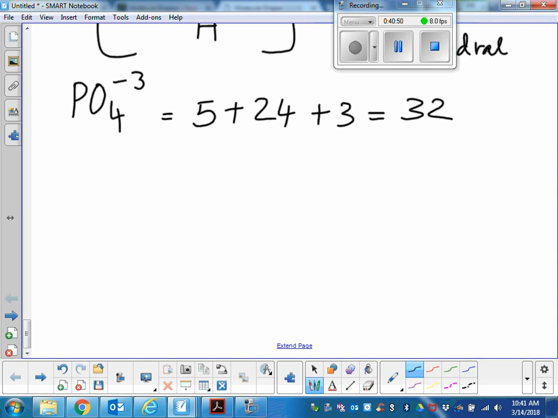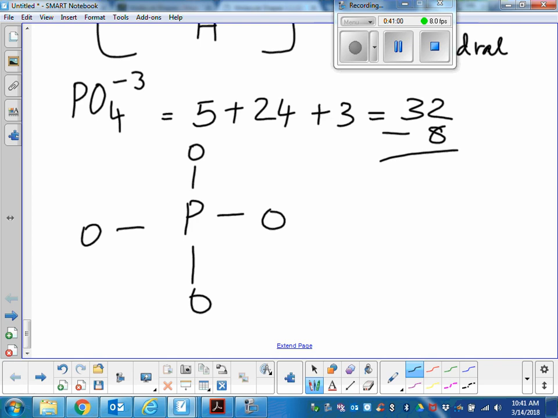What will go in the middle? So minus 8. How much am I to account for? 24. Alright? There are 4 oxygen atoms. Each needs how much more? 6 more. Yes or no? Can I just distribute 6 on each? And I'm done. Is that right?